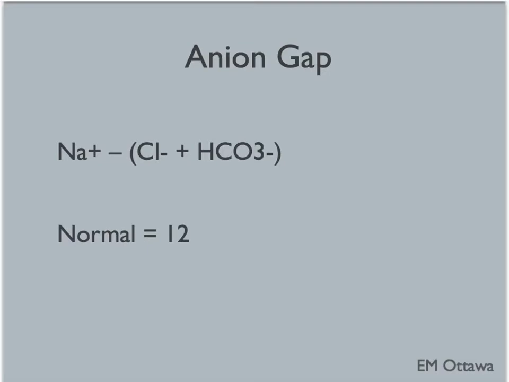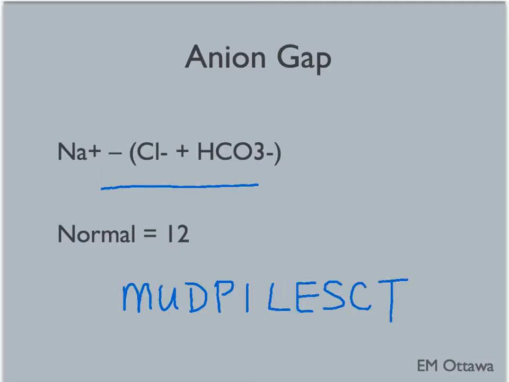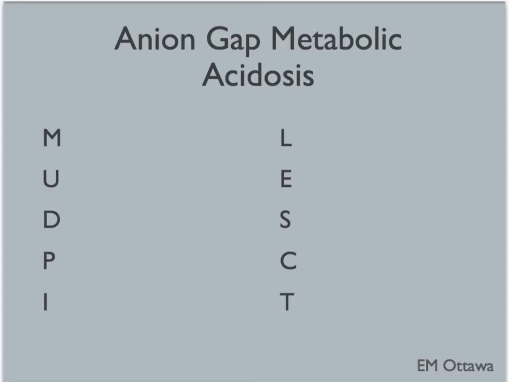Second, anion gap. An anion gap is calculated this way. A normal gap is about 12. If the patient has an elevated anion gap, there is a list of toxins that can cause an elevated anion gap metabolic acidosis. The mnemonic is MUDPILES CAT. These are the toxins and medical conditions that can cause an anion gap metabolic acidosis. We will go through each letter of the mnemonic.